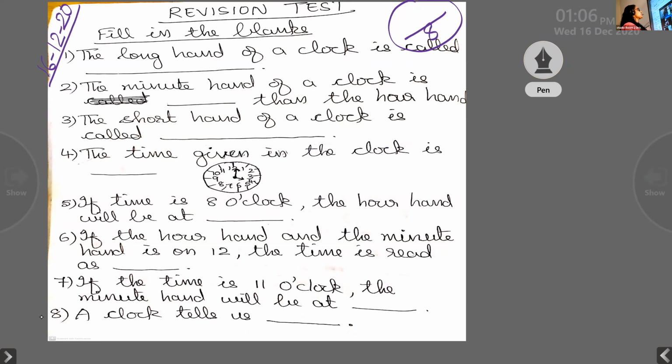Third one, the short hand of a clock is called dash.